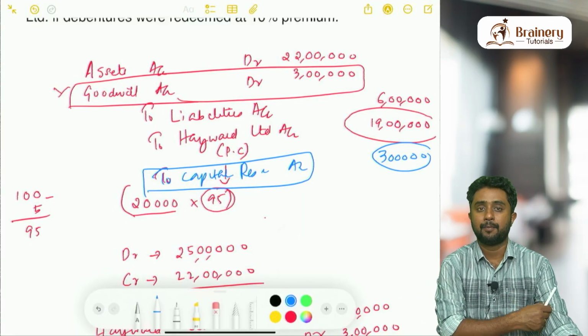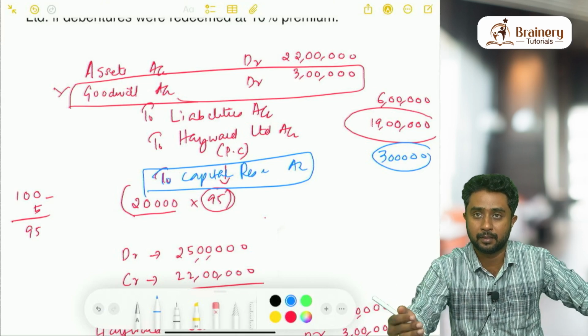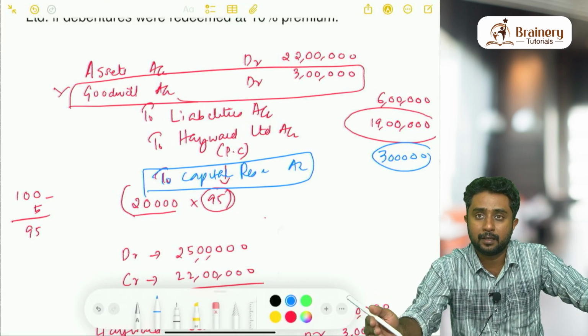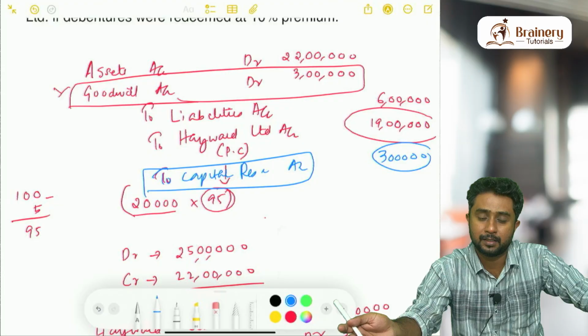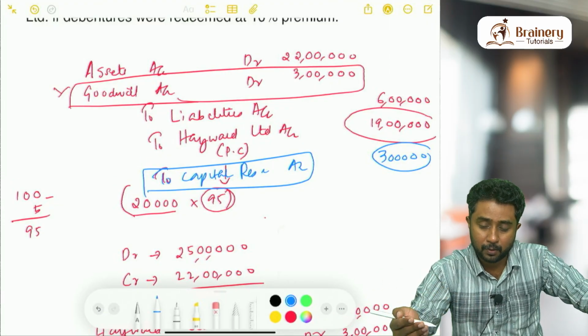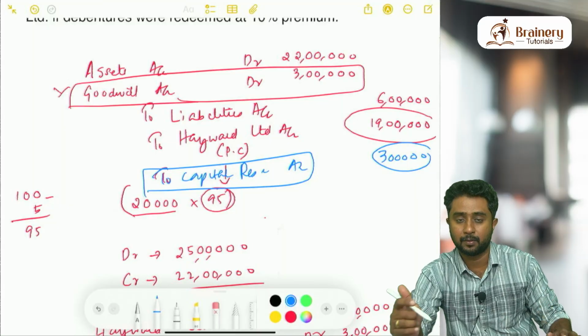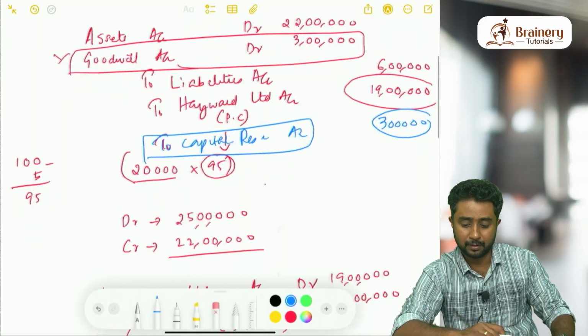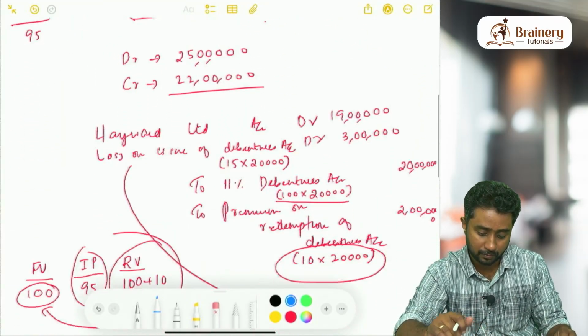In our case, capital reserve happens when we are purchasing a business and the payment that we are making for the purchase of business is less than what is supposed to be paid. If it is more than what is supposed to be paid, then it is called goodwill. So anyway, this much explanation is enough, I hope.